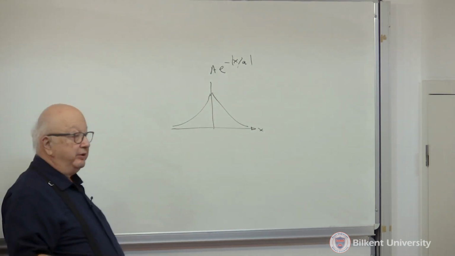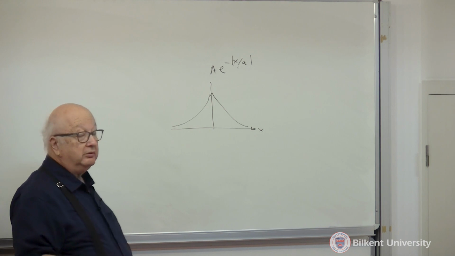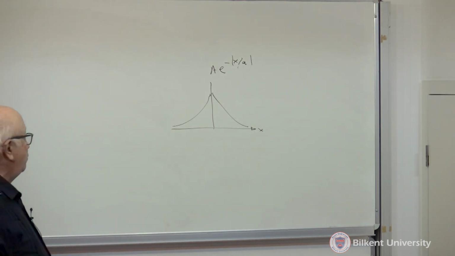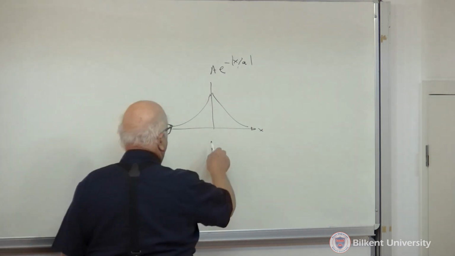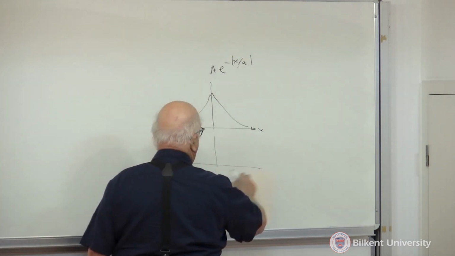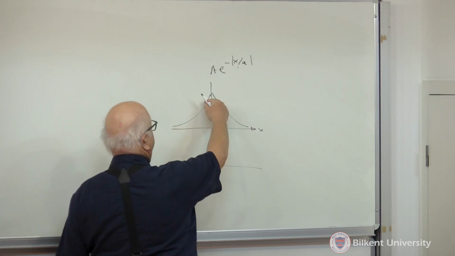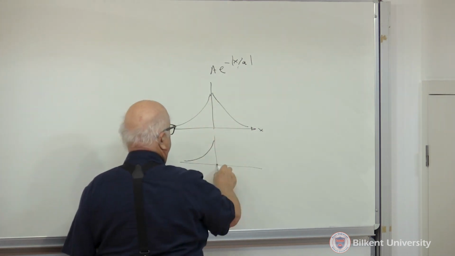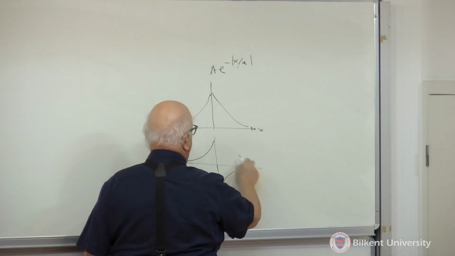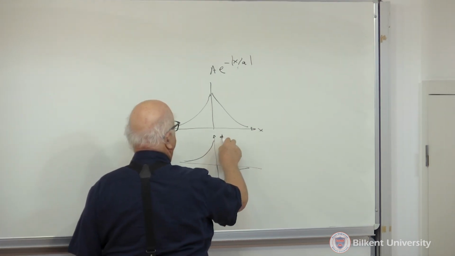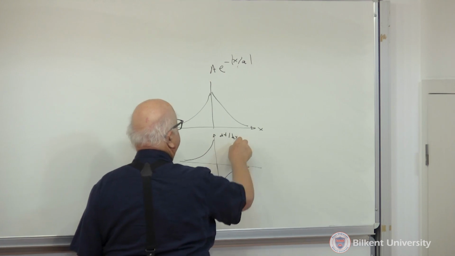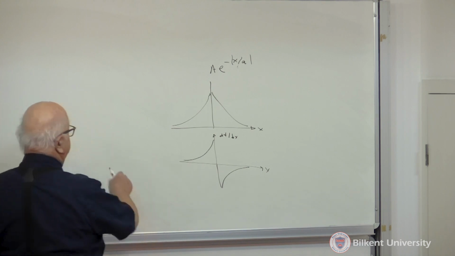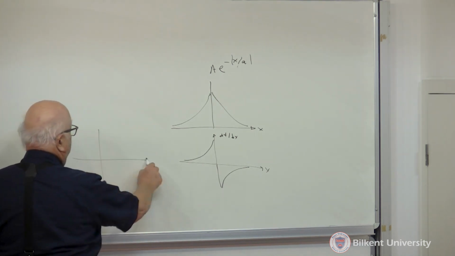So if we want the expectation value of p squared, we have to differentiate this twice. If I differentiate this once, I'm going to get a positive derivative, so it'll go like that. Then a negative derivative, which means there's a jump here. So this is our d psi dx, right? Now, what happens when you differentiate this one more time?